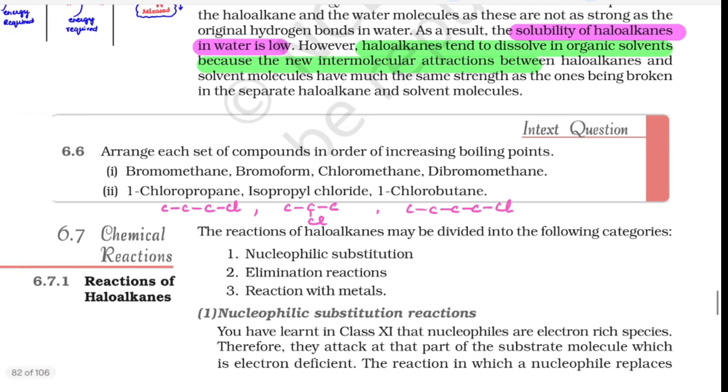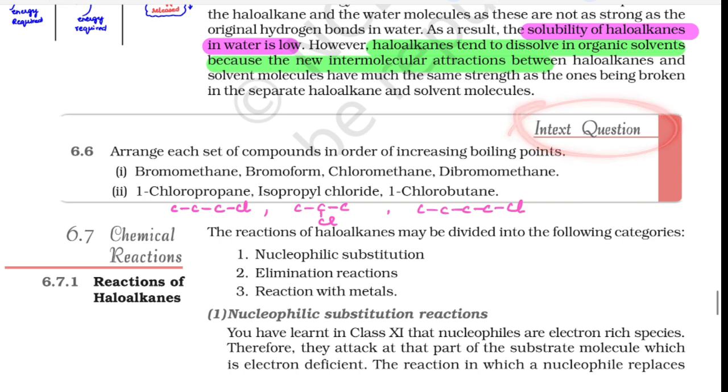Let us see the in-text question now. Arrange each set of compounds in order of increasing boiling point. So you know that boiling point is directly proportional to mass. So if mass is more, then boiling point also will be more. So let us see here.